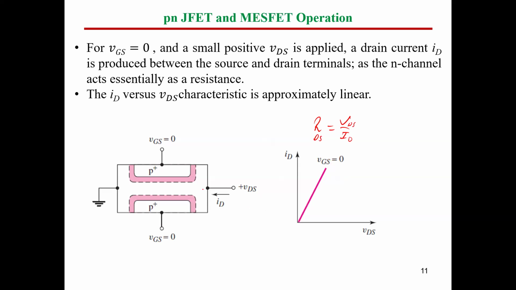So as you can see here, source is connected to ground. You have a positive small value of V drain to source. The gate terminal is connected to 0. So it's shorted, for instance, to the source terminal. So in this case, you will have a constant resistance for your channel, and the current will flow linearly with volt. So this is the first part of the operation.